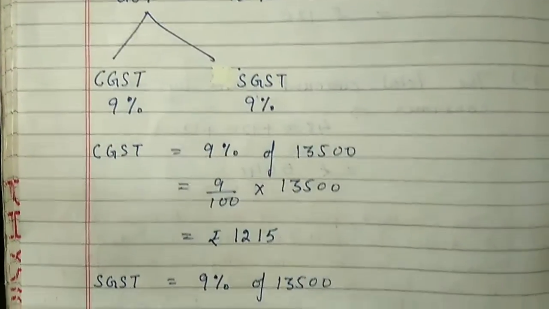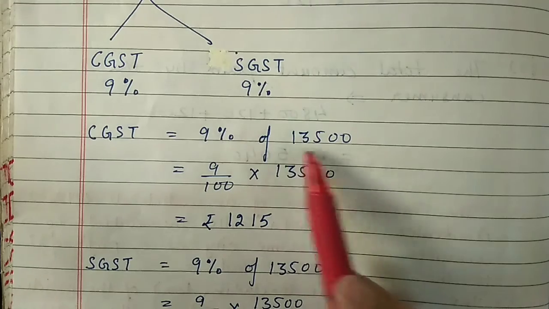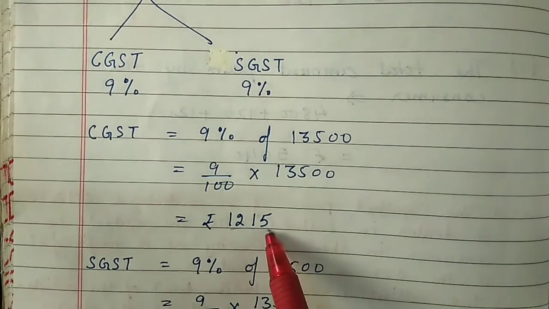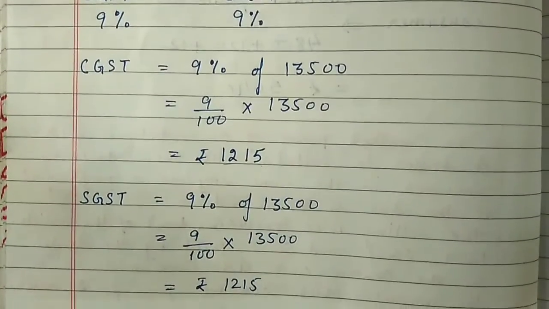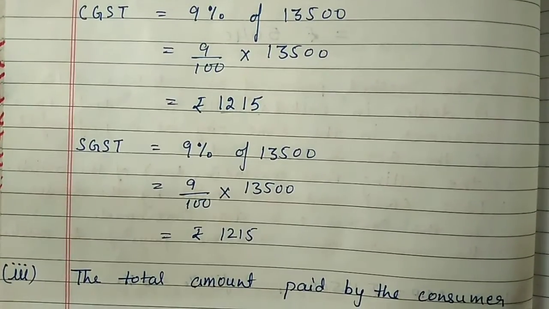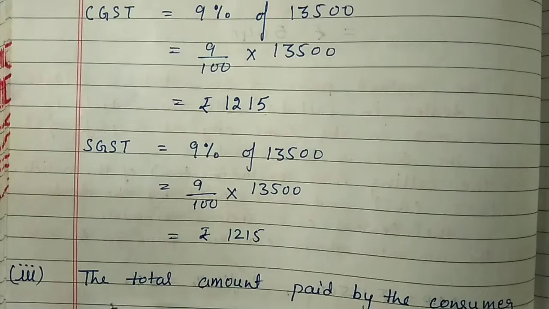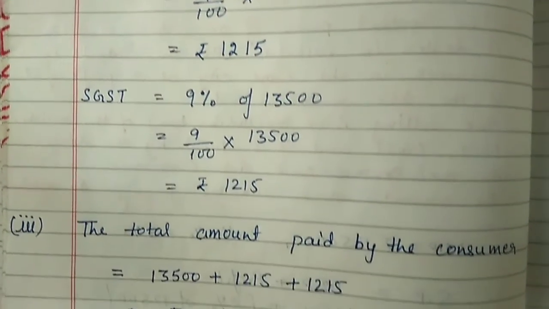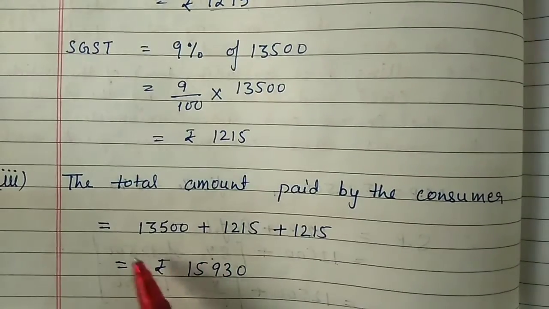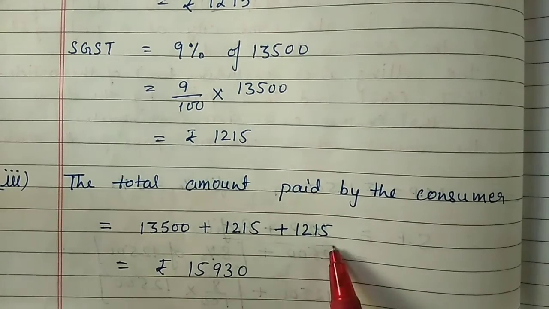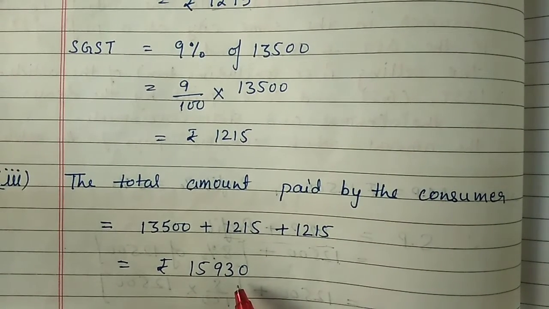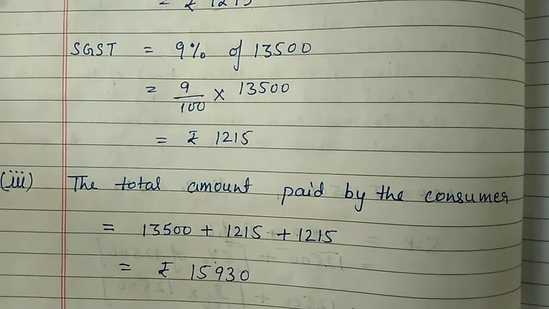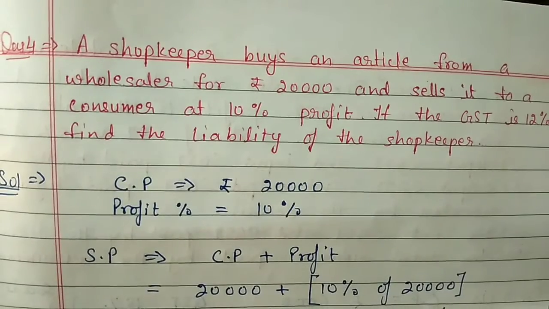So CGST will be 9% of selling price, 13,500. Calculated. SGST also will be the same, 9% of 13,500, 1,215 rupees. Third part, the total amount paid by the consumer. So total amount will be selling price plus the total GST, CGST and SGST, that will be equal to 15,930 rupees.